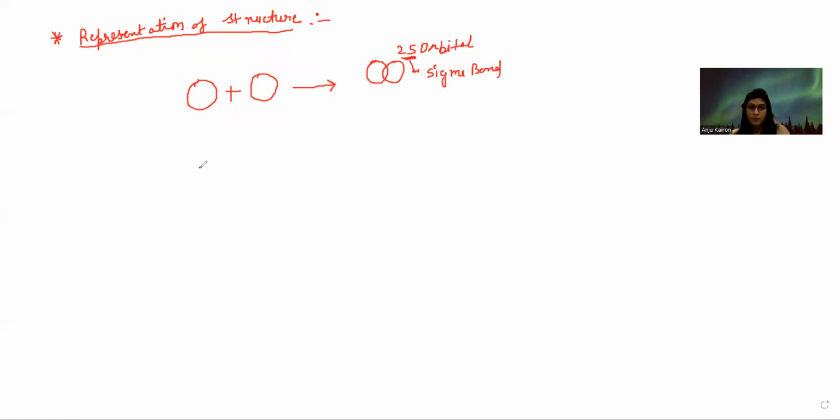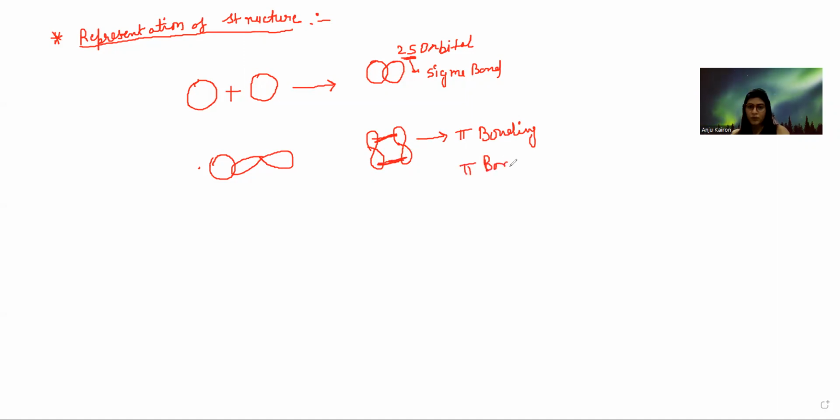Now for a pi bond we have p bonding, all right. By sidewise overlap, they form pi bonding, and a bond formed by sidewise overlapping is a pi bond, all right. And by head-on overlapping, the bond formed is sigma. s-p overlap.